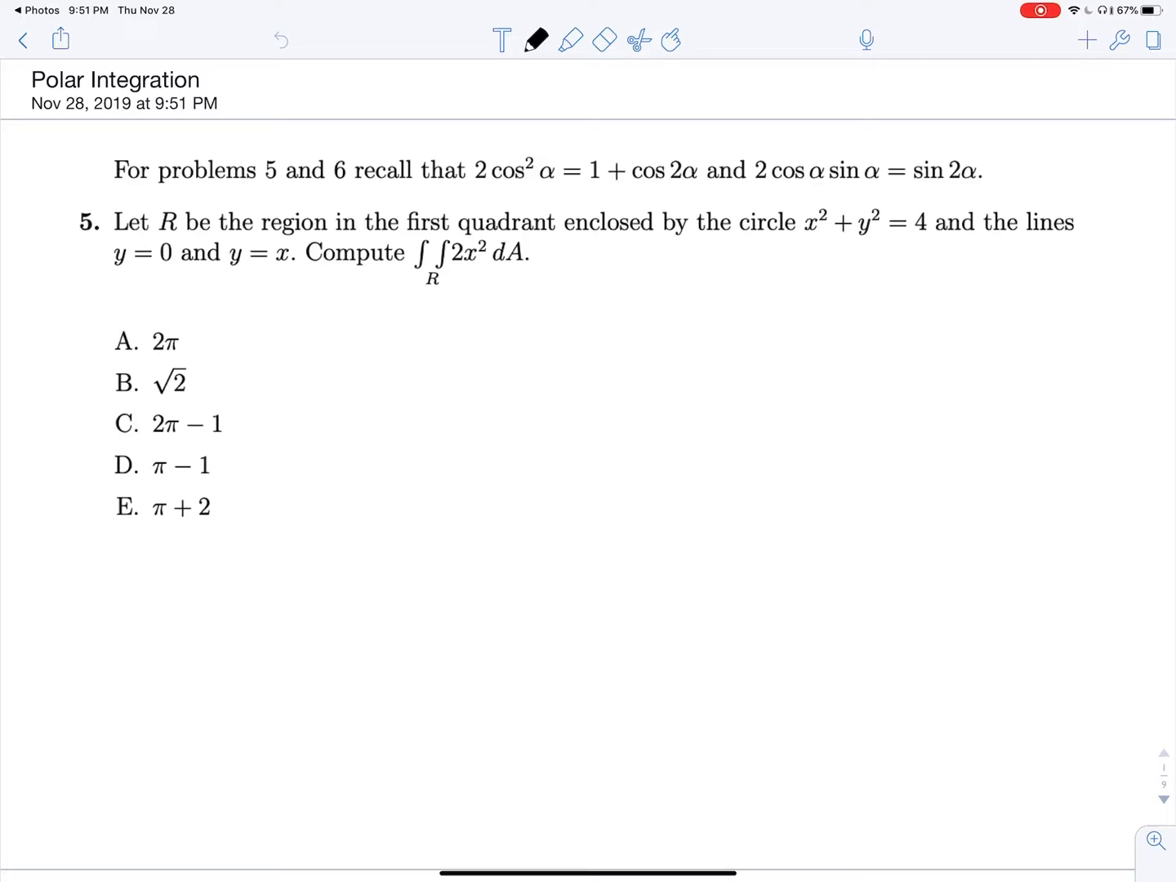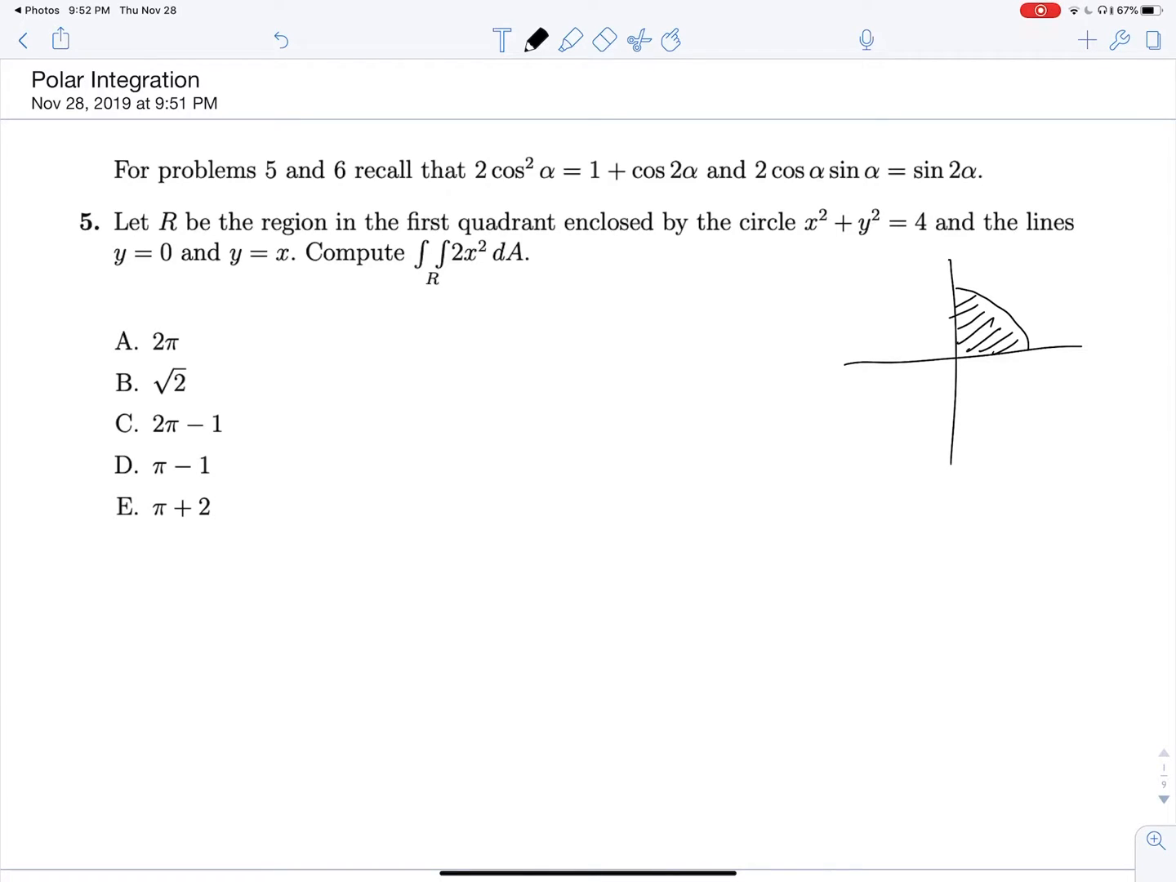We're doing some polar integration, and there are a lot of these questions, and some of them are kind of bad, especially this first one. This is one of the more difficult polar integration questions. The way I make these PDFs, they're in a random order, so this is the one that we're stuck with.